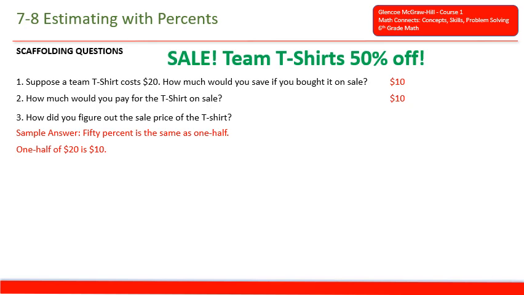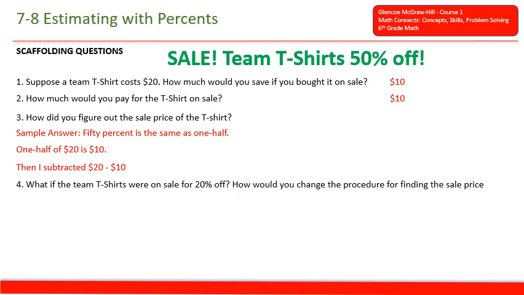How did you figure out the sale price of the t-shirt? 50% is the same as 1/2. 1/2 of 20 is $10. Then I subtract 10 from $20.